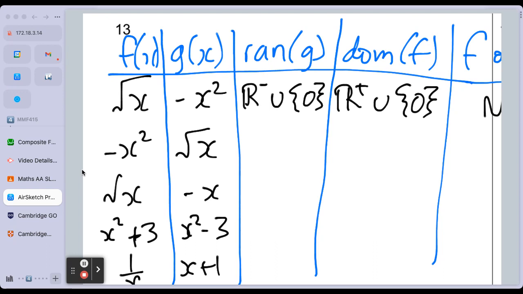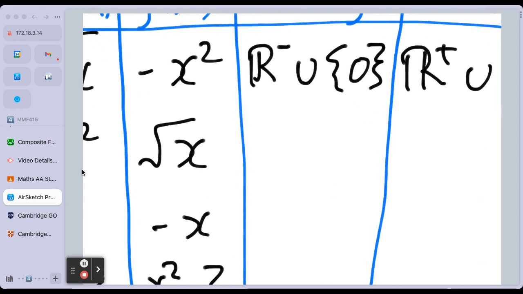So here we go. Range of G first. So we're looking at the G column, we're looking at the square root of x. Range of G says, what are the possible outputs to this function? And the answers are, well, it could be positive, it could be 0. It'll never be negative because the square root of a number is always a positive number or 0. And so we can say that that is all real positive numbers as well as 0.